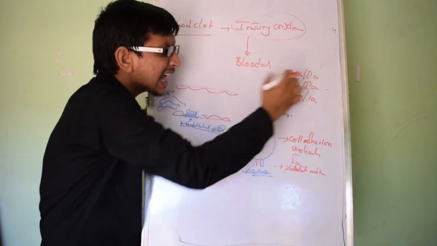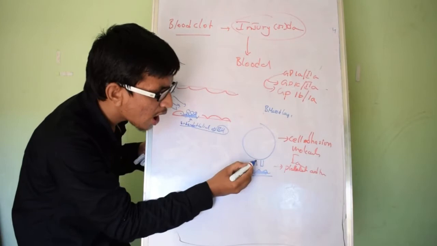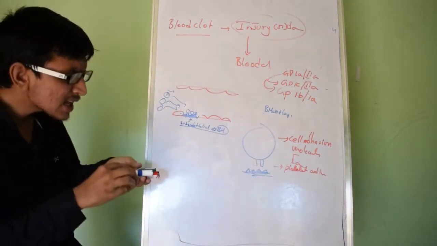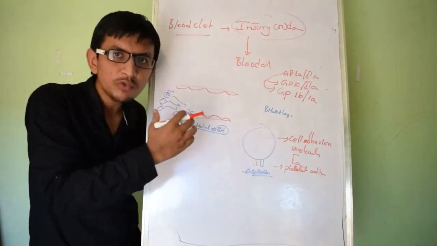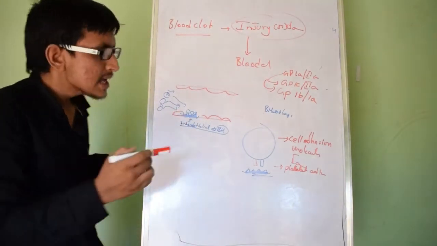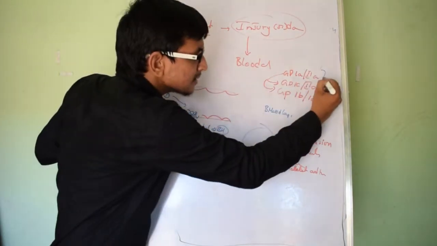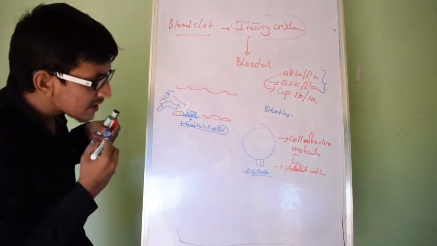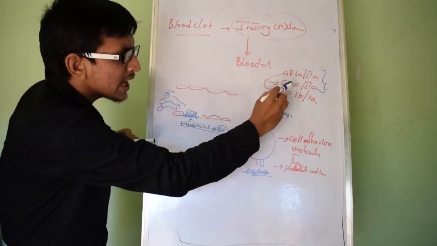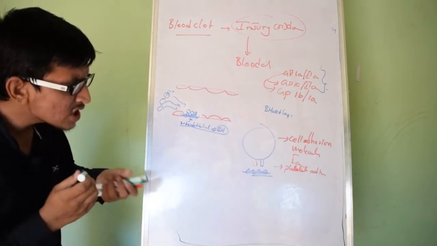So these are the three types of integrin receptors that platelets consist of, which help in cell adhesion as well as in cell activation. As far as cell adhesion and activation are concerned, these are most important. It means these glycoprotein receptors 1A and 2A, as well as 1C and 2A, can bind to the collagen.